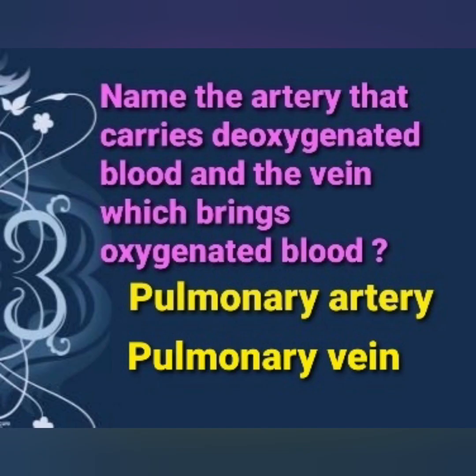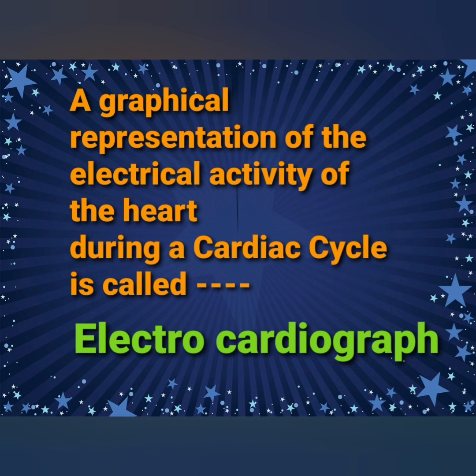Name the artery which carries deoxygenated blood and the vein which brings oxygenated blood. The answer is the pulmonary artery is the artery that carries deoxygenated blood and pulmonary vein is the vein that brings oxygenated blood. Now next question, a graphical representation of the electrical activity of the heart during a cardiac cycle is called dash. Electrocardiograph is the answer.